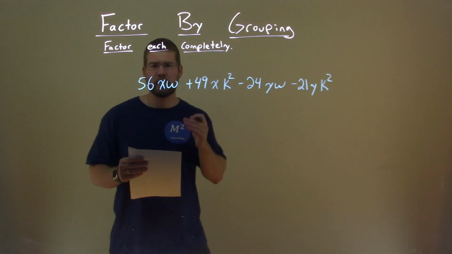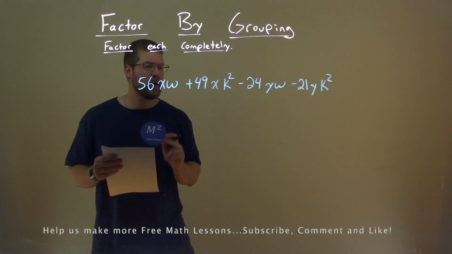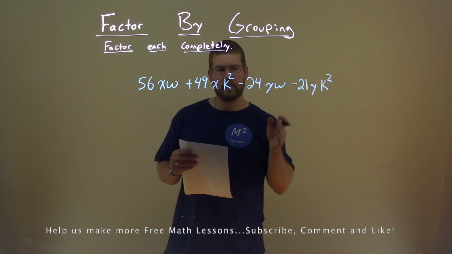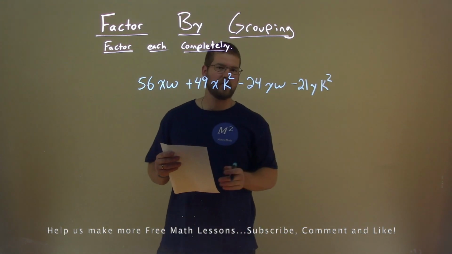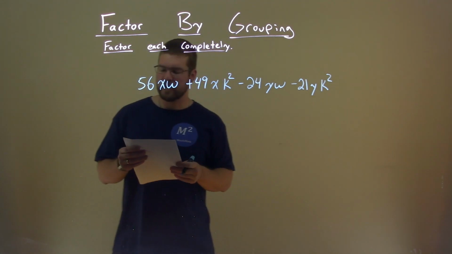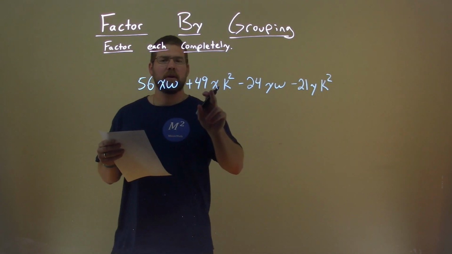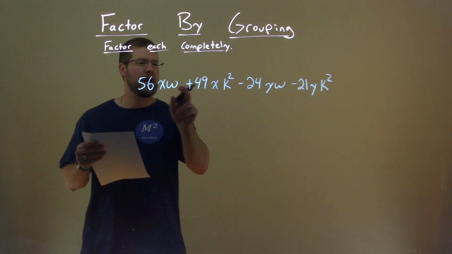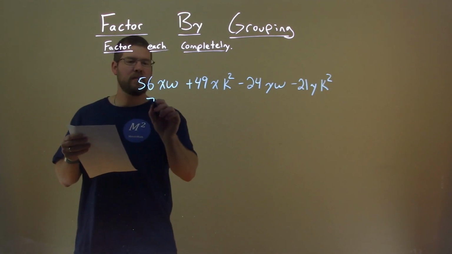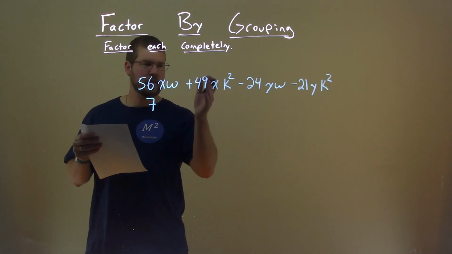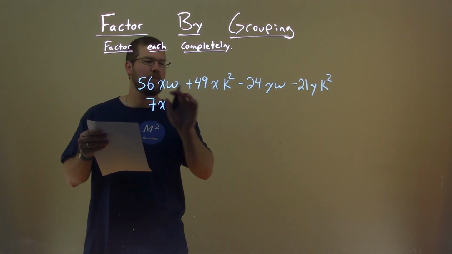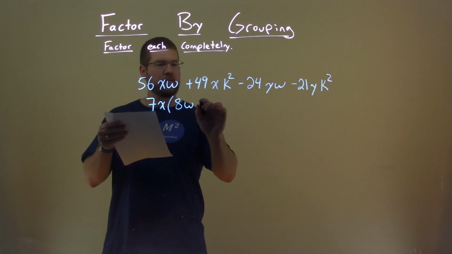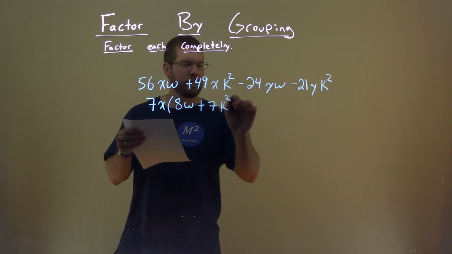We're given this problem right here, 56xw plus 49xk squared minus 24yw minus 21yk squared, and we want to factor this completely. Well, I like my first parts right here, 56 and 49, xw and xk squared. What's a common factor in both of these numbers? Well, 7 goes into 56 and 49, and an x goes into both of their parts. If we pull that out, we're left with an 8w plus a 7k squared.